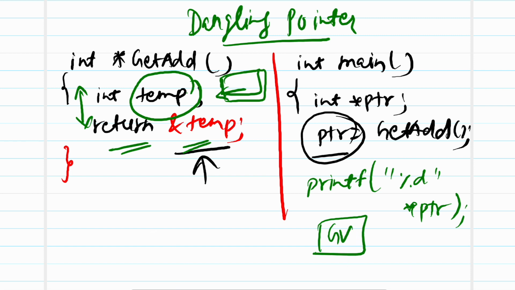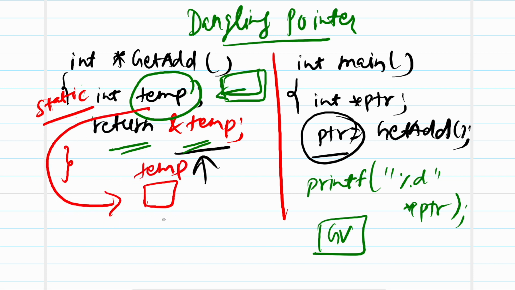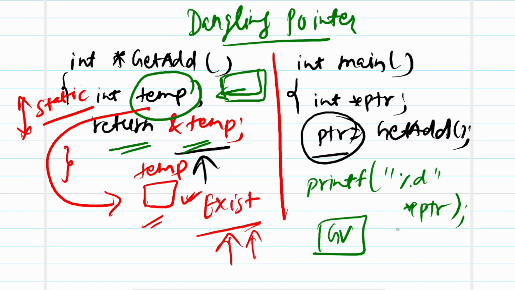There is a way, and it's very simple. You take this local variable as static. Whenever you take this local variable as static, then this variable temp will exist throughout your program execution, not only inside this function. You have increased the scope of this variable temp, and it will exist throughout your program execution. So you'll be getting the correct value after using static.